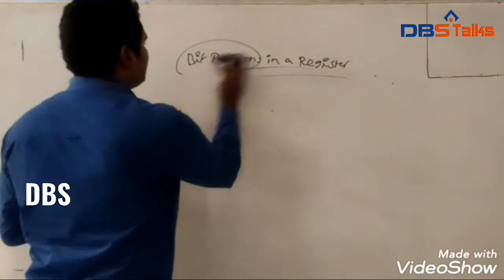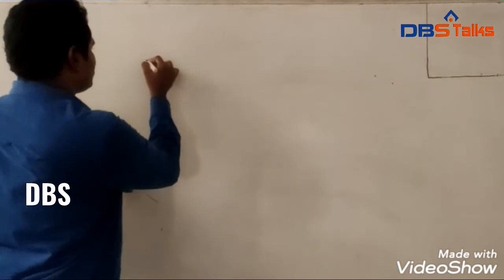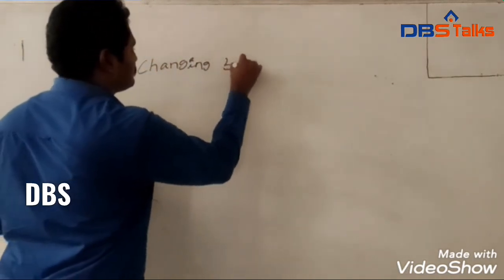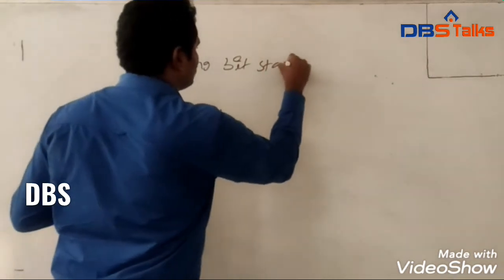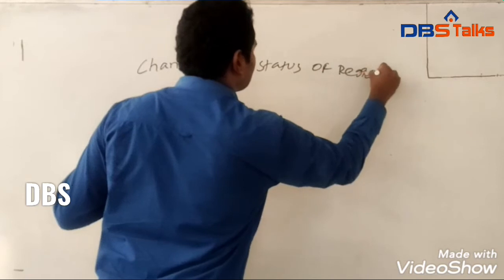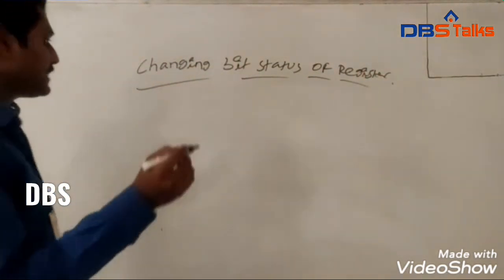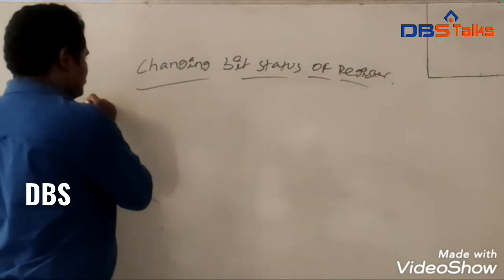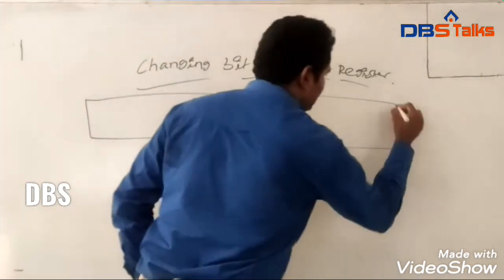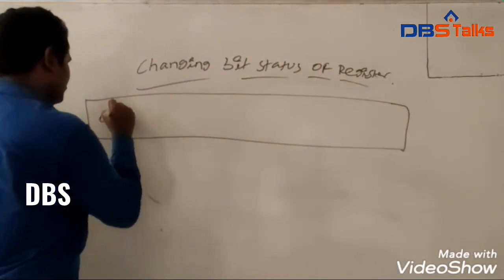So here I am taking changing bit status of register. Here I am taking one example. Previously I took a 16-bit register, and here I am taking that one also.